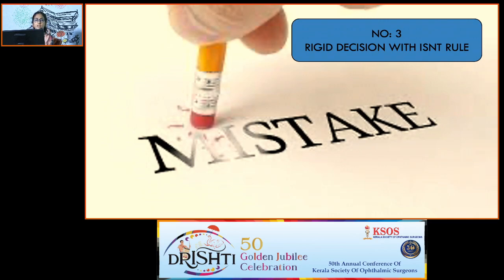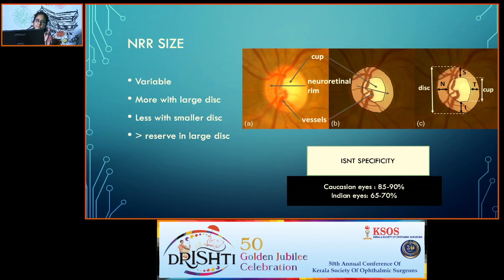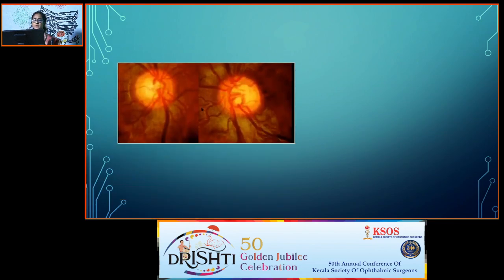Mistake number three, you take rigid decisions with the ISNT rule. I know that the ISNT rule is very important as a diagnostic part of glaucoma, but what you have to understand is that it is variable, and it is seen more with the large disc, less with the smaller disc, and there is more reserve in the large disc. The ISNT rule specificity in Caucasian eyes is 85 to 90 percent, whereas in Indian eyes it is only 65 to 70 percent. I would like to share an experience.